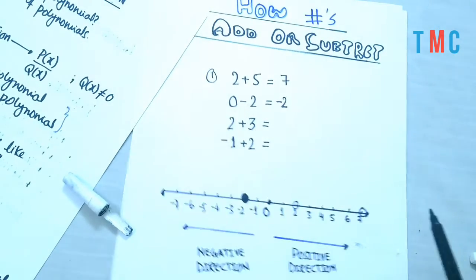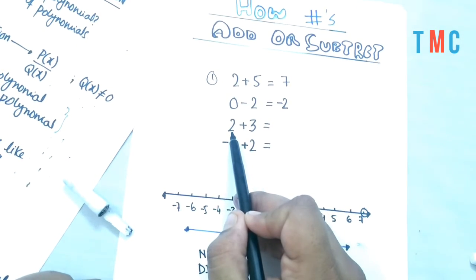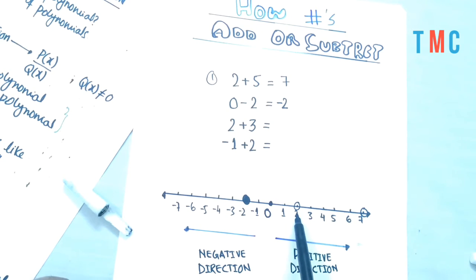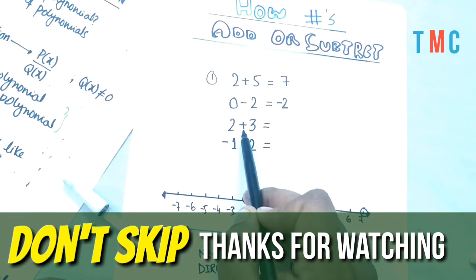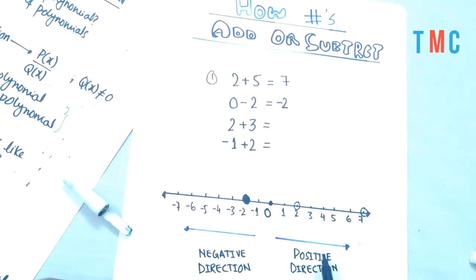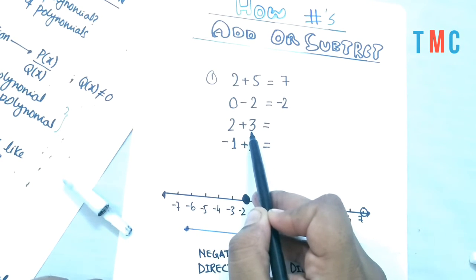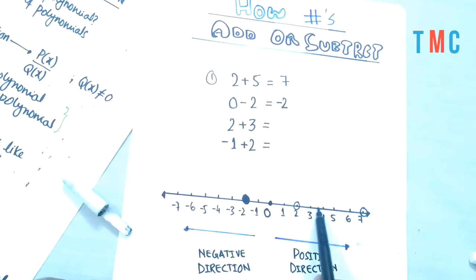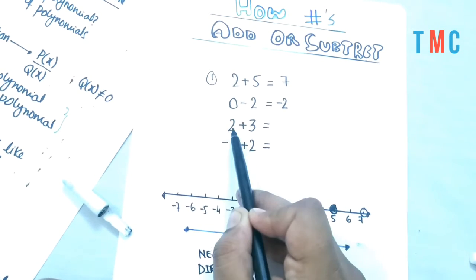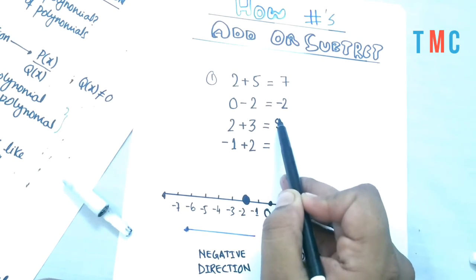Now for the third example, where do I have to start the journey? Think about it. Yes, it's 2. So I have to start my journey from the point 2. Now I have to move forward just because of the positive sign. That means I have to move in the positive direction. For how many steps? The second part says that I have to move 3 steps from 2. That means 1, 2, 3. That means the final answer of 2 plus 3 is actually 5.